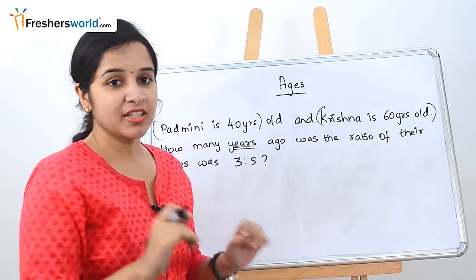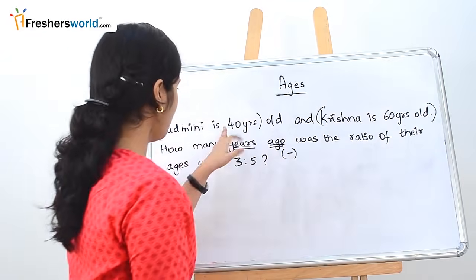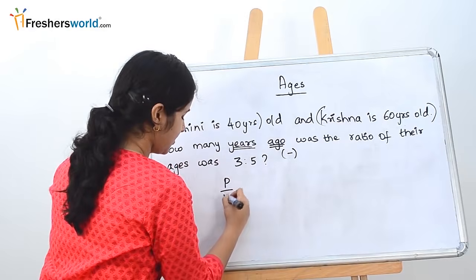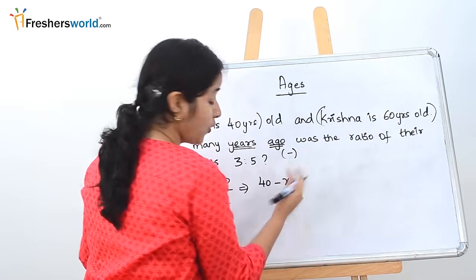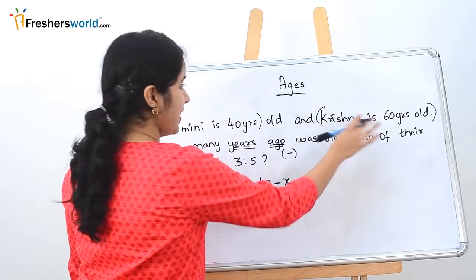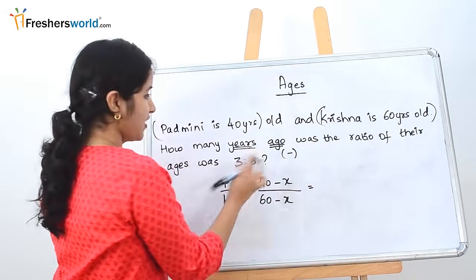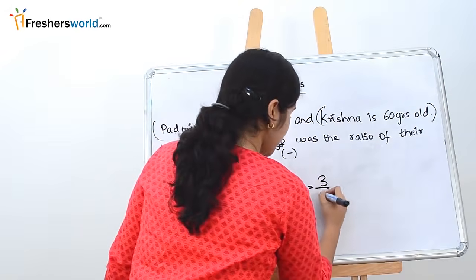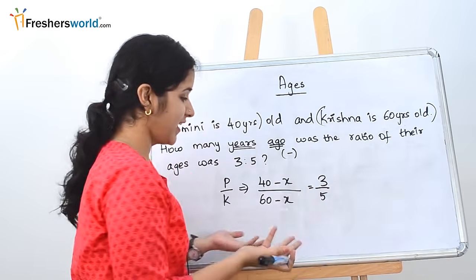They didn't mention the years ago, but the word ago means that we have to subtract it. So Padmini by Krishna is nothing but Padmini was 40 years old when, we don't know how many years ago, divided by Krishna was 60 years old, we don't know the years ago again, was their ratio 3:5. It's very simple to solve. Once you find this equation, all you have to do is find the x.